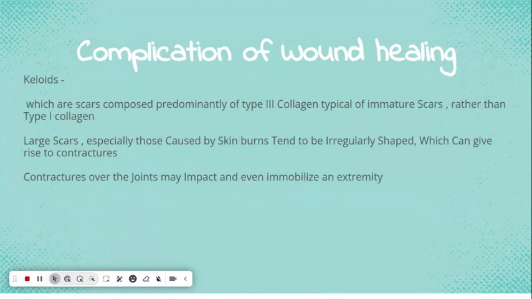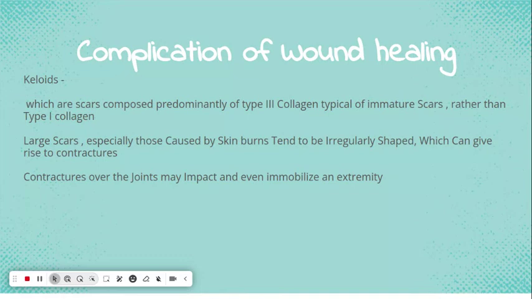And we're going to finally talk about some complications of wound healing, which are scars, which are keloids. And these are scars composed primarily of type 3 collagen, typically called an immature scar, rather than type 1, which is what normal scars are made of.